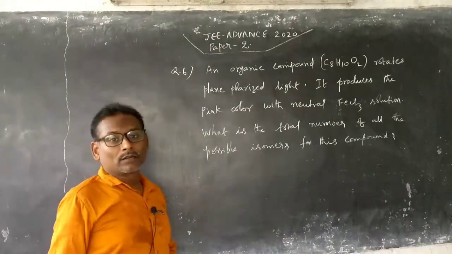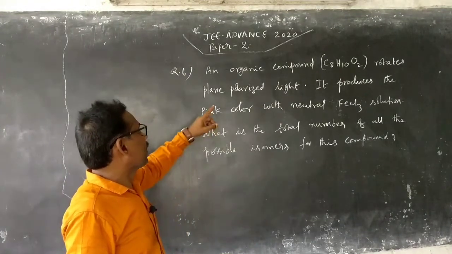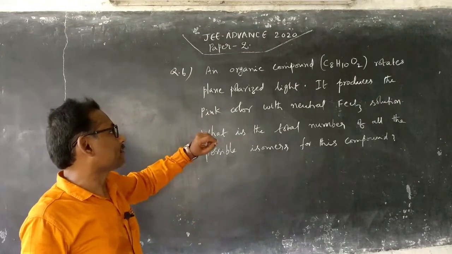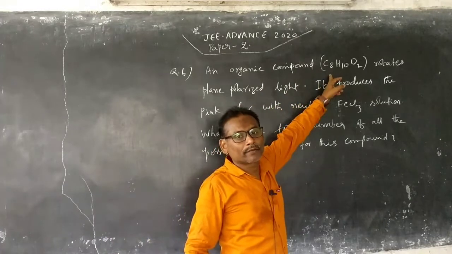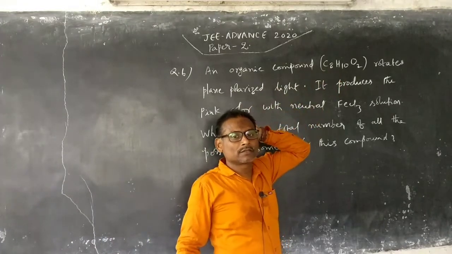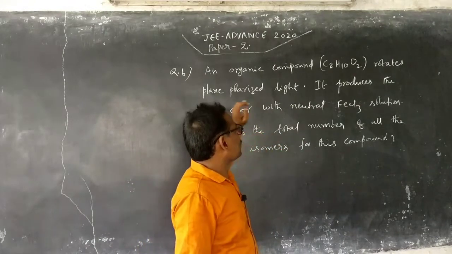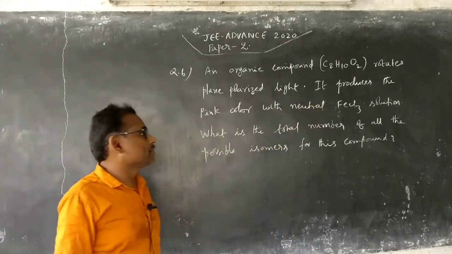Now this is question number 6. The question says an organic compound C8H10O2 rotates plane polarized light, which indicates the compound is optically active. That means it is supposed to have chirality. It also produces a pink color with neutral FeCl3.